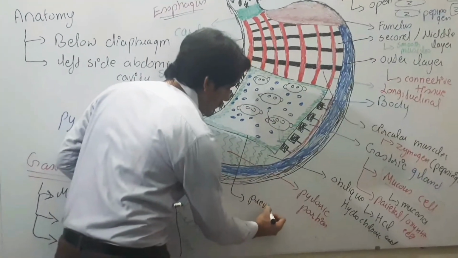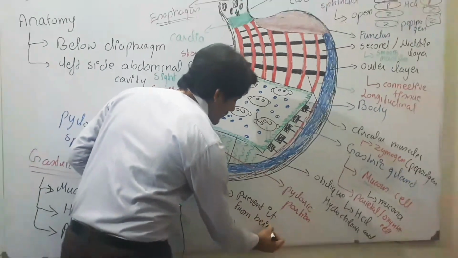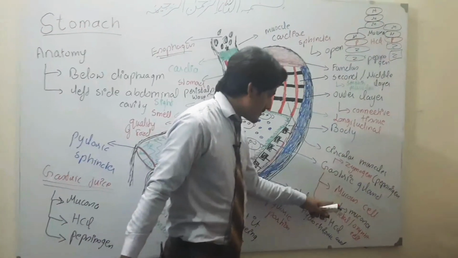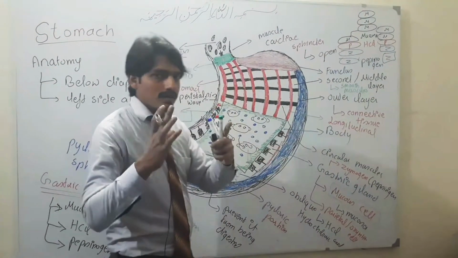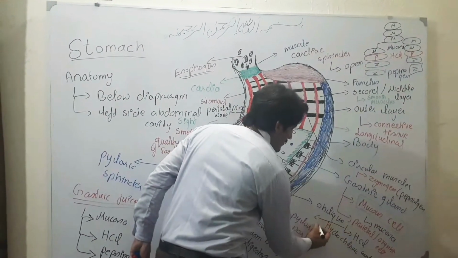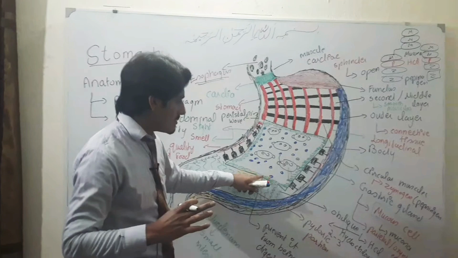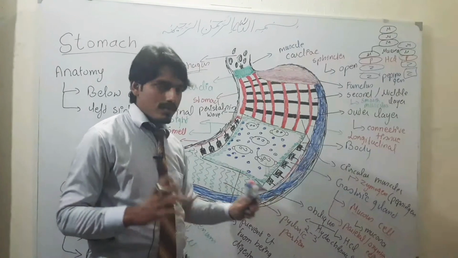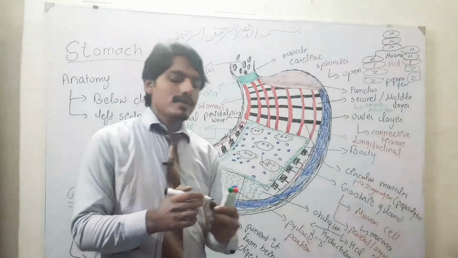Prevent it from being digested, because the HCl, hydrochloric acid, is a very acidic medium. Its pH is roughly 2 to 3, which is highly acidic and will damage the stomach's inner lining. Okay, so the function of mucosa is to line the inner stomach wall.